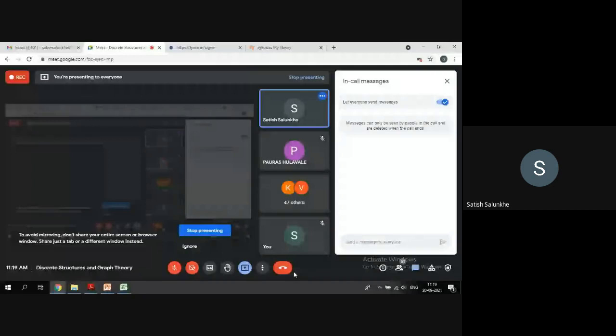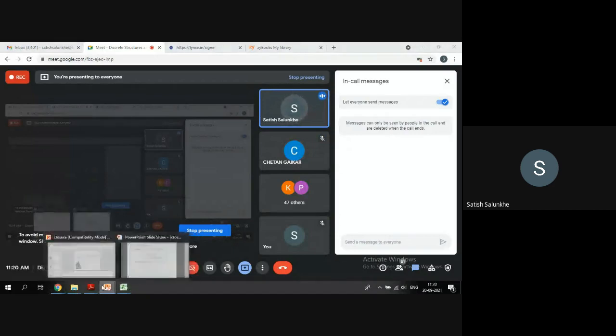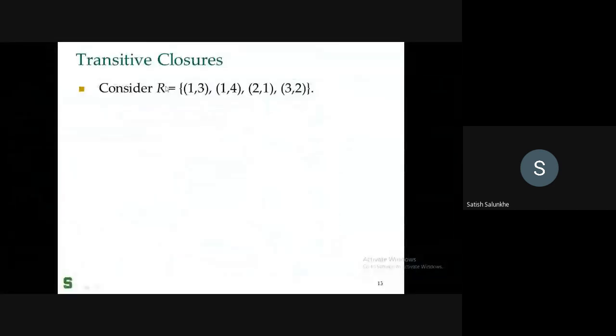So, Palak Kumari, can you please tell me why this relation R is not transitive? Use one counter example. It is not transitive because 1 comma 3 belongs to R, 3 comma 2 also belongs to R, but 1 comma 2 doesn't belong to R. Correct. Absolutely right. Perfect. Very good.